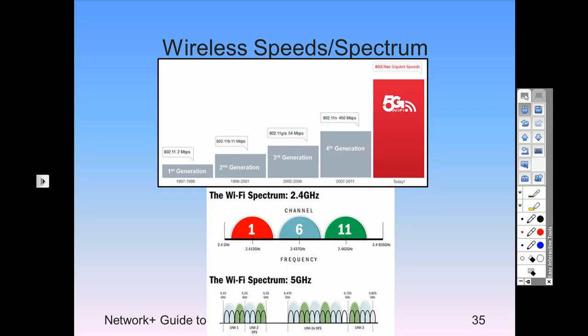And the 5 gigahertz spectrum is down here. It's got a lot more channels on it. Higher frequency, higher data rate, shorter distance.